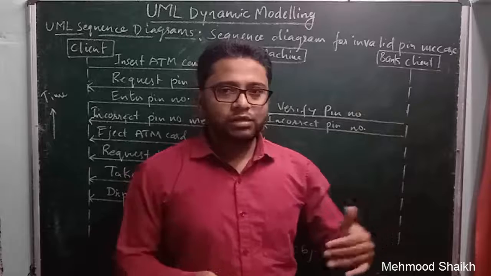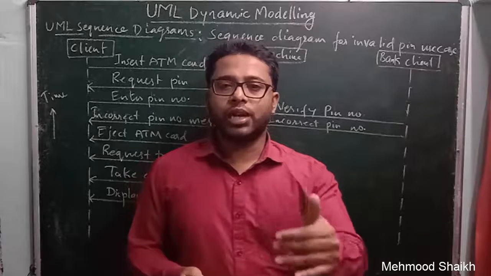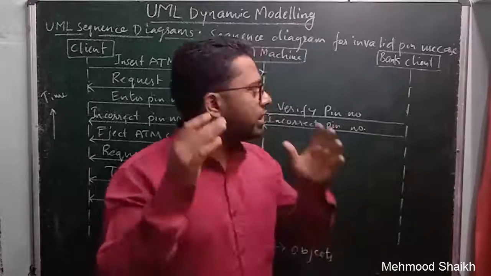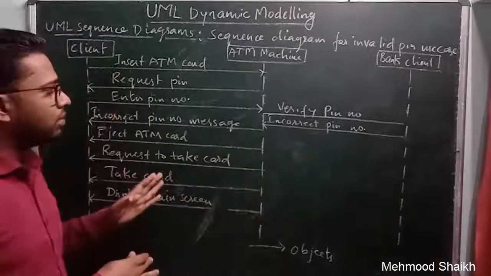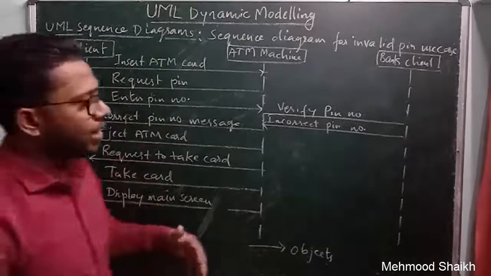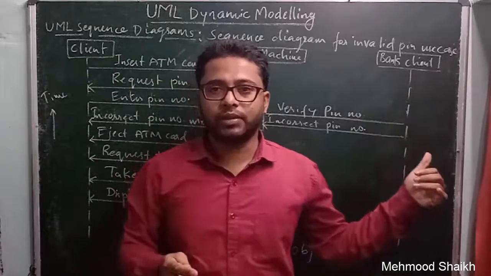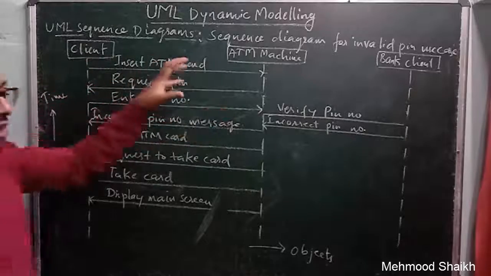So in that case, when the user enters the invalid pin, how will the system behave with the user? All these things we are going to analyze, and we will depict all that behavior of the system in terms of this sequence diagram, and this sequence diagram will help us to properly understand the behavior of the system. Here you can see in this problem three objects are involved.